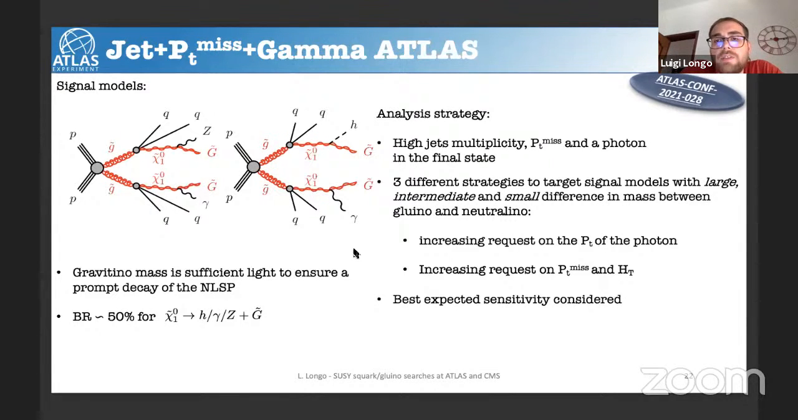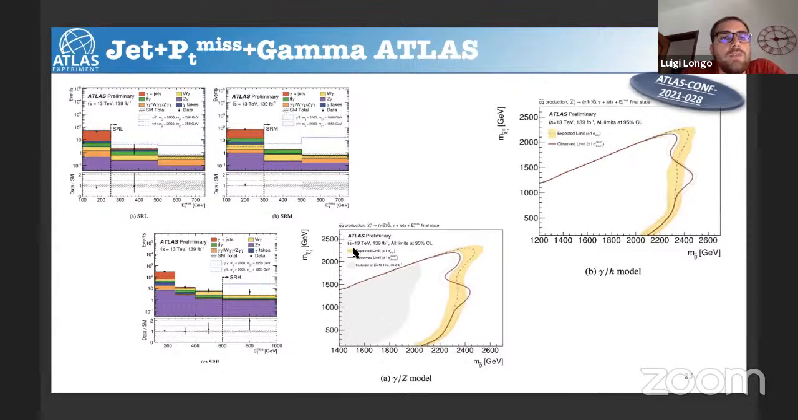There were 3 different strategies to target signal models with large, intermediate, and small differences in mass between gluino and neutralino. Usually, for the compressed region, there was an increase in the requirement on the PT of the photon, and an increase in the requirement on the missing transverse energy or the scalar sum of all the jet PT that we have in the event. The best expected sensitivity has been considered, also in this case because there was no significant excess, as you can see from the plots on the left. On the right, you can see the final counter-exclusion plot, where you can see that we are able to reach sensitivity close to 2,300 GeV for the gluino masses in both signal models that have been considered.